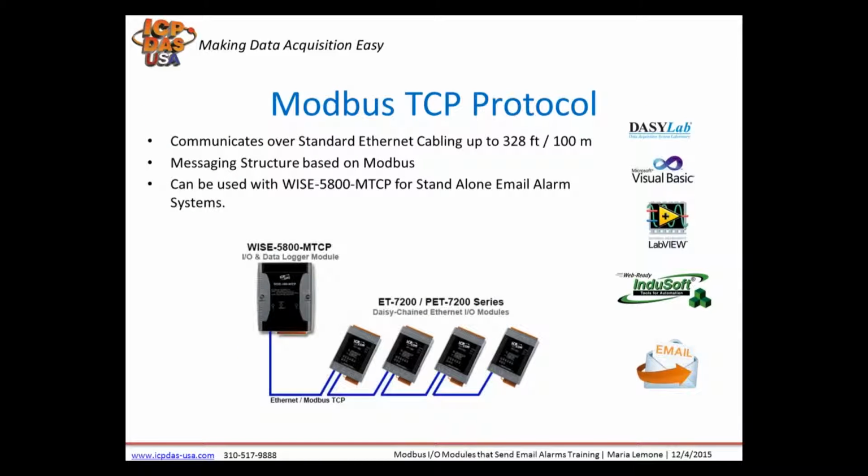Modbus TCP is based on Modbus RTU serial technology and communicates over Ethernet cabling. It supports communication distances up to 328 feet or 100 meters and can be extended with Ethernet switches. These ET7200 and PET7200 devices that we provide have a 2-port Ethernet switch inside, so you can daisy chain them together over great distances.